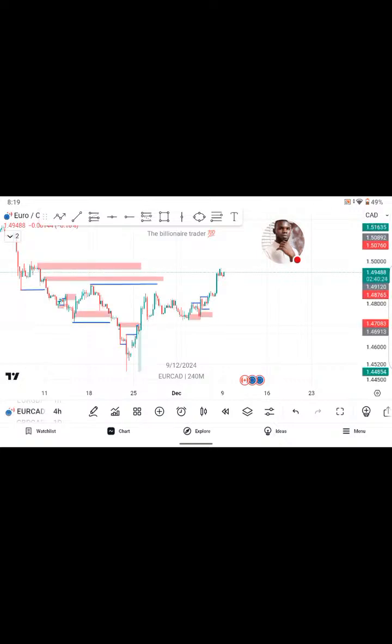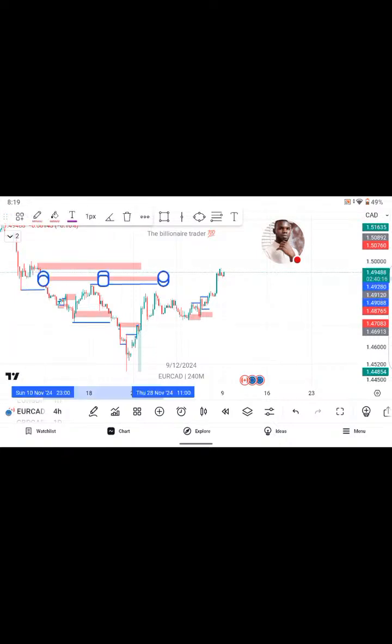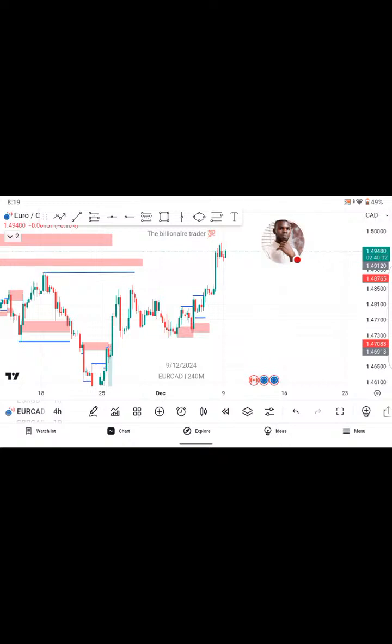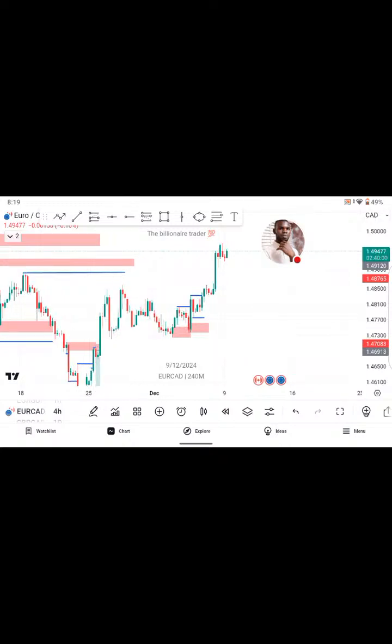Okay, GBP card. Yeah, sorry. Euro card. We have this BOS, another BOS. This I is available as a liquidity, and this is the POI next to that I. But price has invalidated that one and it is going for the one above it. So, before price actually rallied up to that level, I was expecting price to pull back to this area.